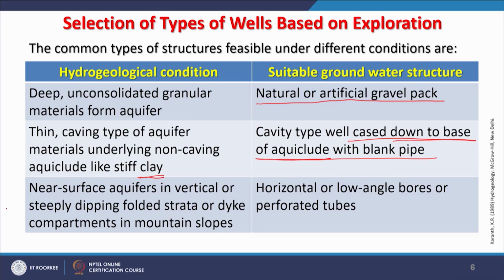If we have near surface aquifers, meaning shallow aquifers, in vertical or steeply dipping folded strata, this can be a scenario in many parts of India too, or dike compartments in mountain slopes. If it is there, then horizontal or low angle bores or perforated tubes will also help. So, if beds are dipping and we would like to exploit them, then we can have low angle boring as well. And such boring is being done now.